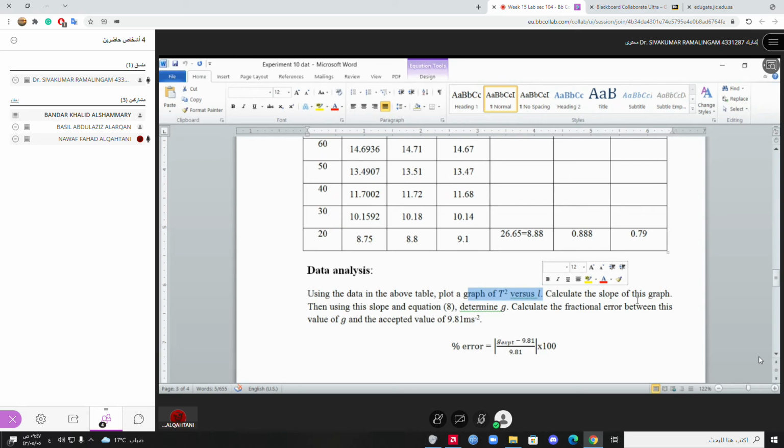And Doctor, in the data analysis, we calculate the slope. After that, we calculate the G. After that, we calculate the error, the error percentage. Yes. And then in the conclusion, the first part, we put the T capital average for the first schedule.